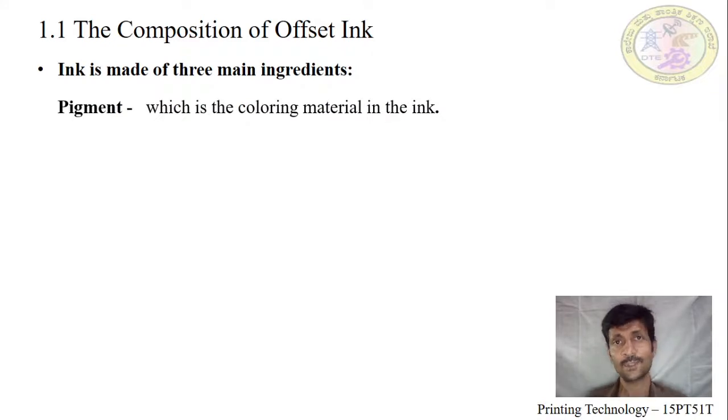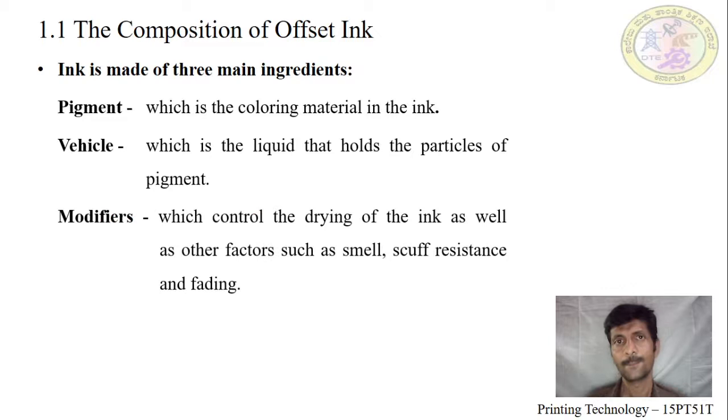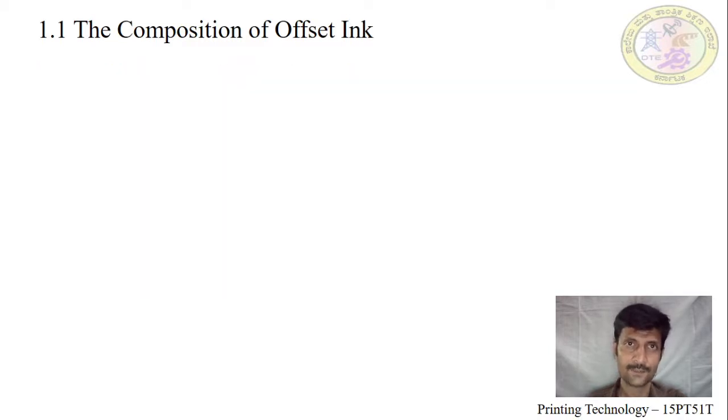Next, we will see what all the ingredients of printing ink are. First, pigment. Second one is vehicle. Third one is modifier. Pigment gives the coloring material to the ink. Vehicle carries the liquid or particles of the ink onto the substrates. Modifier controls the drying of the ink as well as smell, scuff resistance and fading of the ink on the substrates.